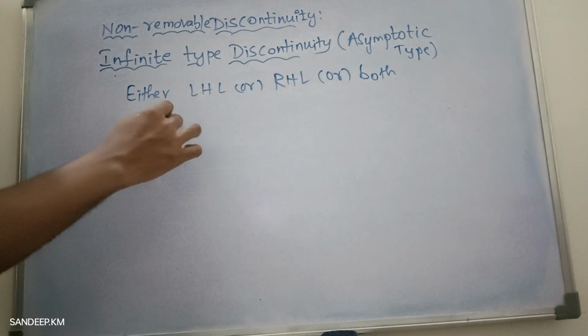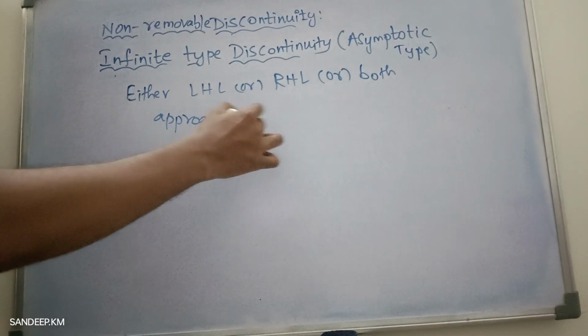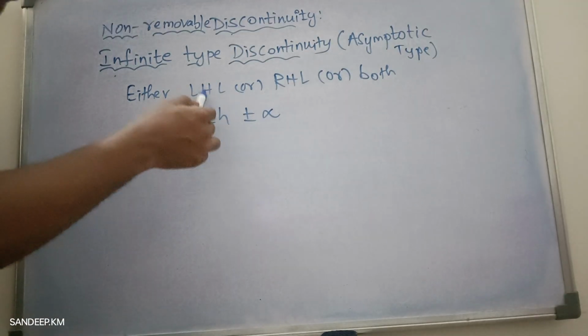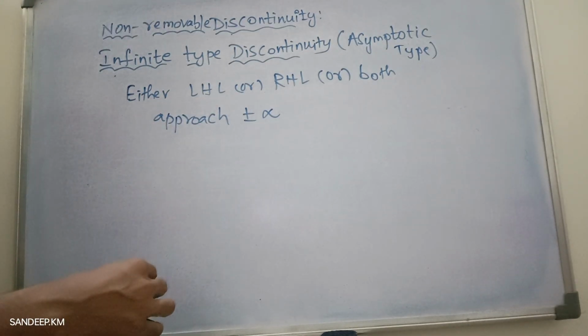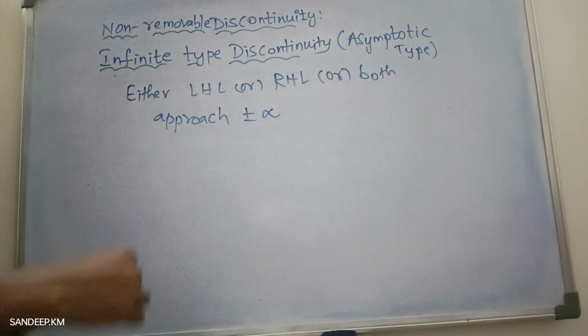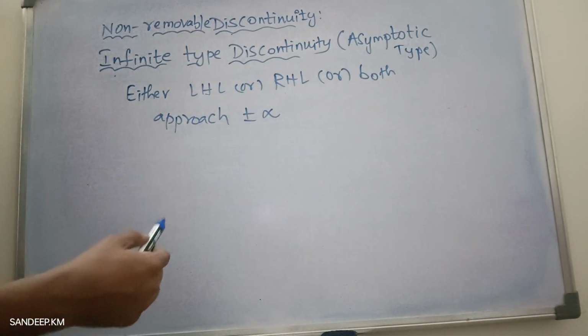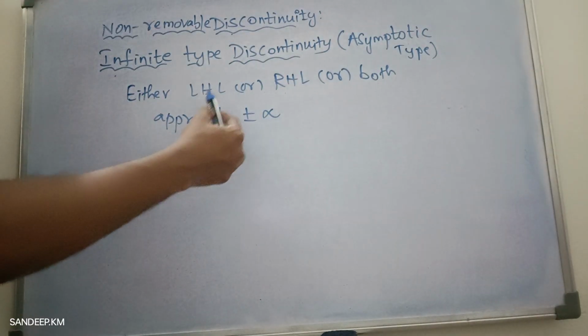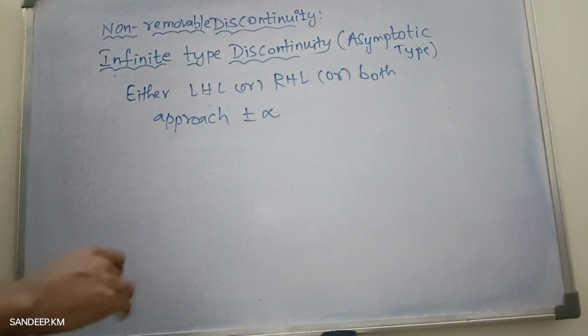They approach plus or minus infinity. What is the meaning of it? In some examples, only the left hand limit will be taking plus or minus infinity. In some examples, only the right hand limit will be taking plus infinity or minus infinity. And in some examples, both LHL and RHL will be approaching infinities.